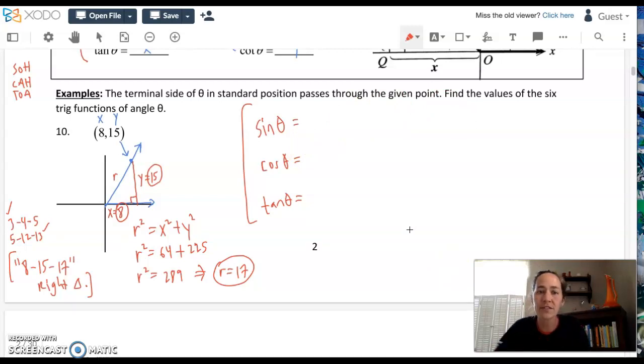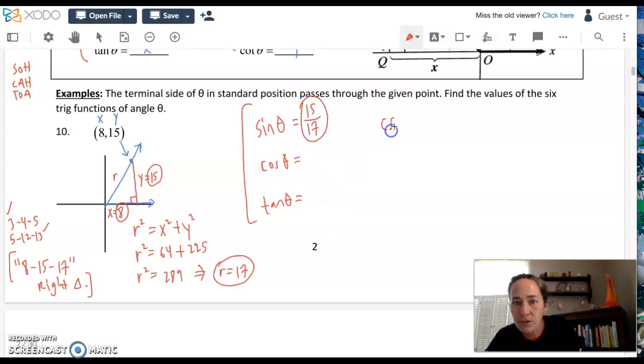So sine, according to the definition, always equals the y value over the r value. So here, y is 15, and r we just got as 17. You have your sine. Cosecant, if you want to just get this out of the way, will be 17 over 15. It'll be the reciprocal.